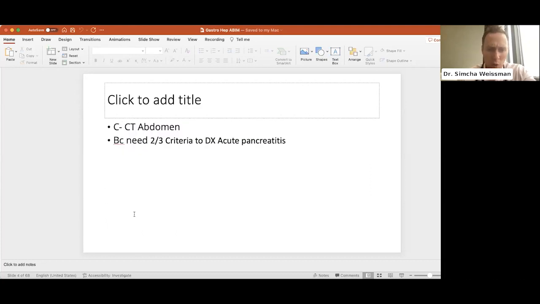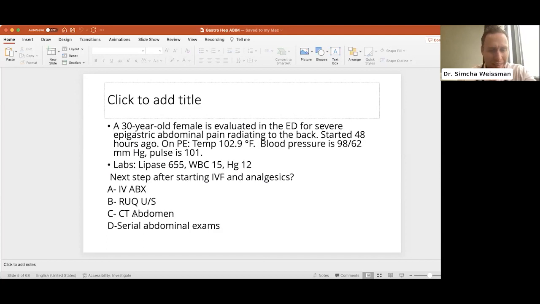Now, try this question. A lot of you are getting at this question. Same exact question, but here they're giving you the lipase, which is indicative of acute pancreatitis. And now they're asking you next step. Let's take some in the chat. People are still saying give antibiotics. Guys, do we treat pancreatitis with antibiotics? Some of us still want a CAT scan.